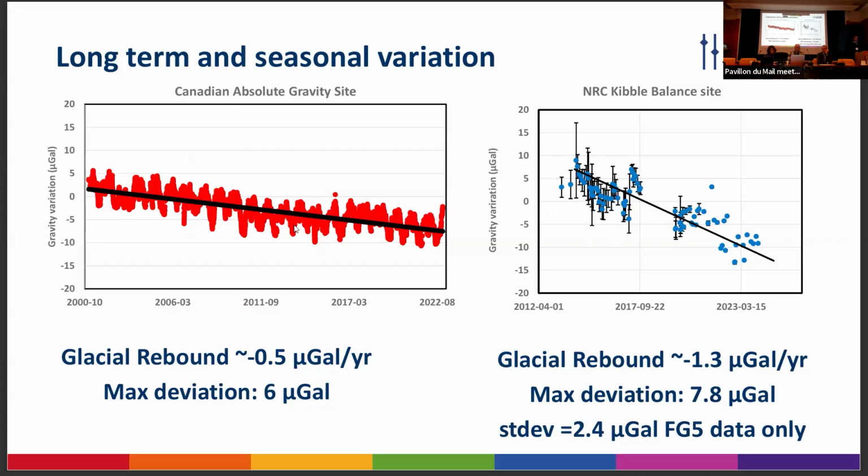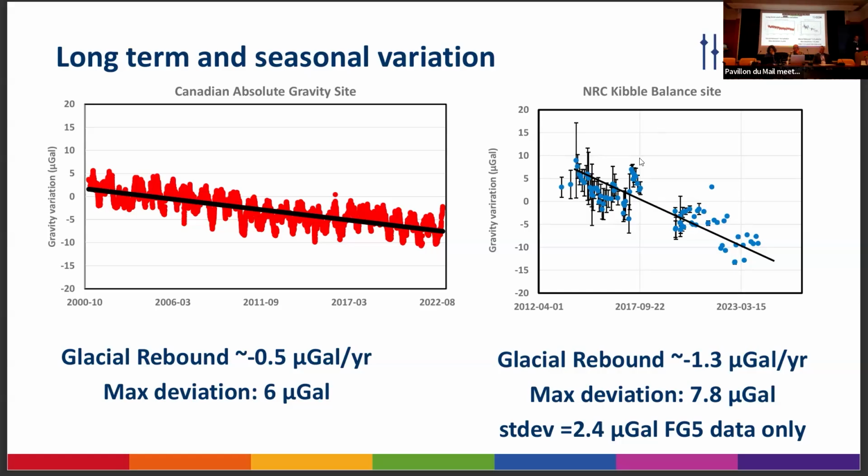And at the Canadian absolute gravity site, they find the max deviation is about 6 microgal from peak to peak, or plus or minus. And there's this long-term downward trend. So you can't just measure it once and then you're happy for the next 10 years. At least in the area we have this post-glacial rebound, which is the glaciers receded. Now they had been compressing the earth and now it's coming up. And so the gravity is going down in time.